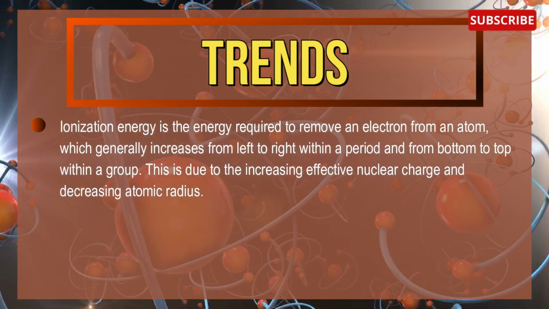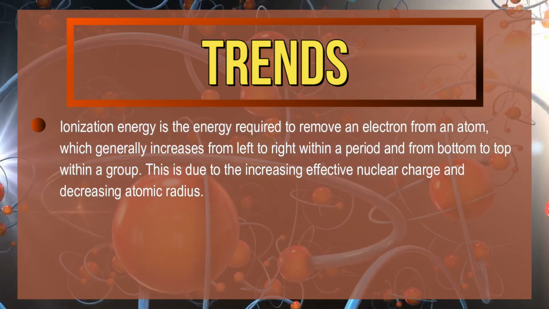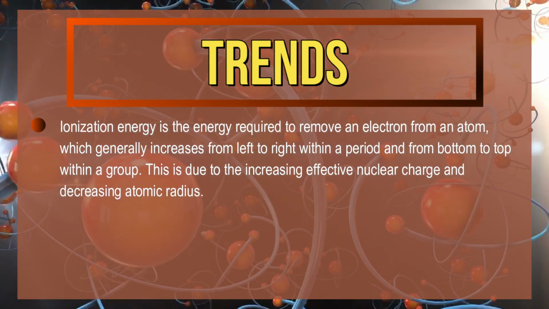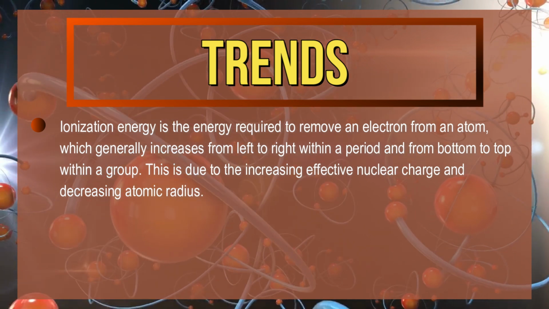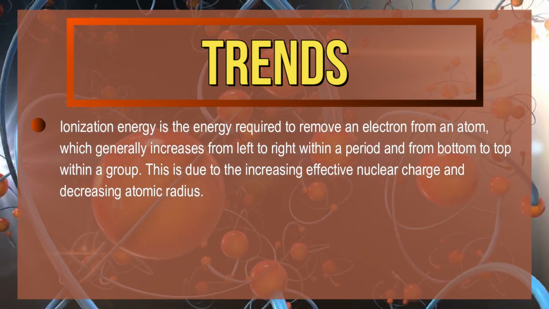Ionization energy is the energy required to remove an electron from an atom, which generally increases from left to right within a period and from bottom to top within a group. This is due to the increasing effective nuclear charge and decreasing atomic radius.